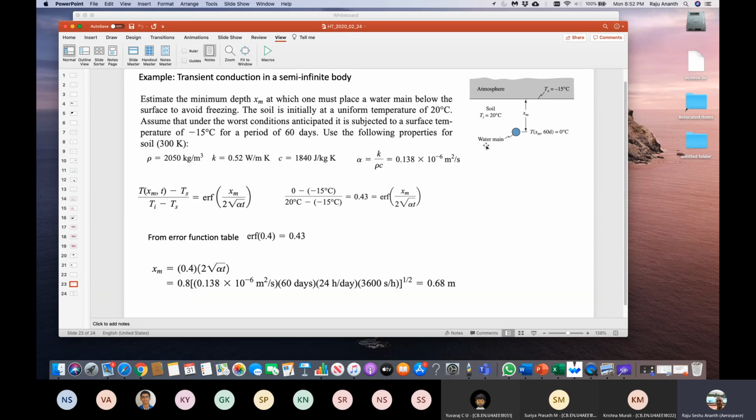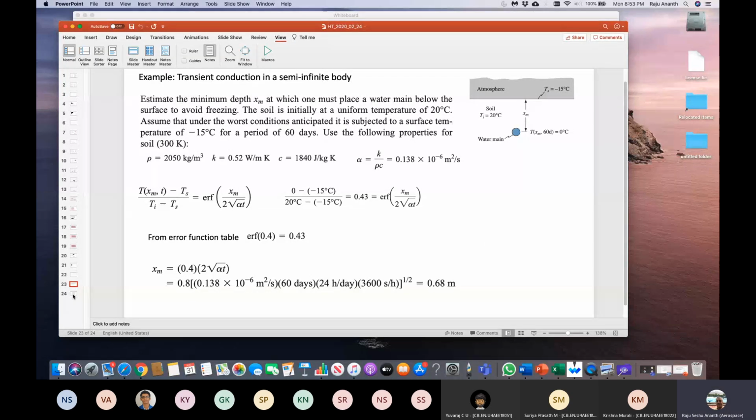So it's an interesting, very practical problem. Such a problem can also be given with a sinusoidally varying surface temperature, which is a little more difficult. You need to get the maximum and minimum and so on, so it becomes complicated. Okay, any questions on this?